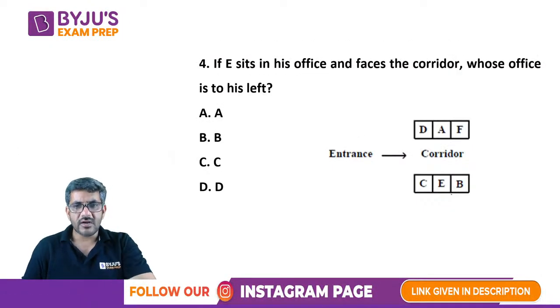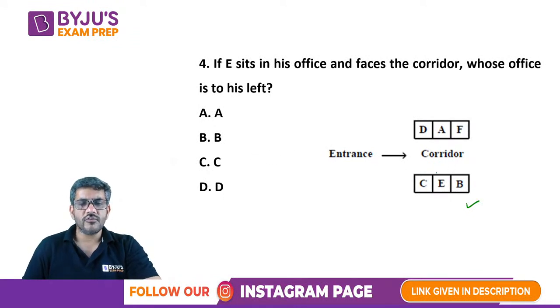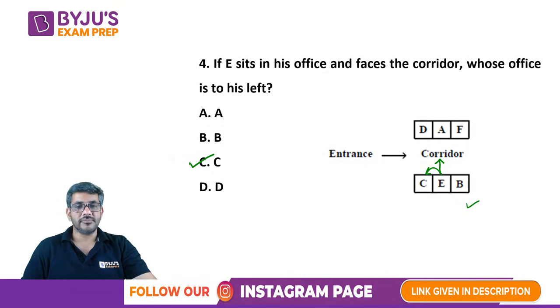First question, I have already put the arrangement over here. If E sits in his office and faces the corridor, whose office is to the left? He is sitting here, it faces the corridor. Whose office is to the left? That is equal to C. So therefore my answer is option C. C's office is to the left of E.